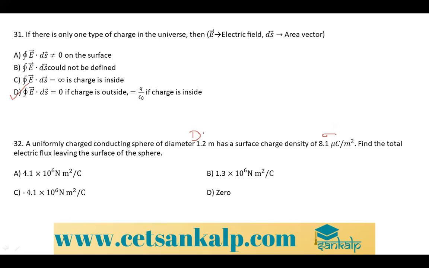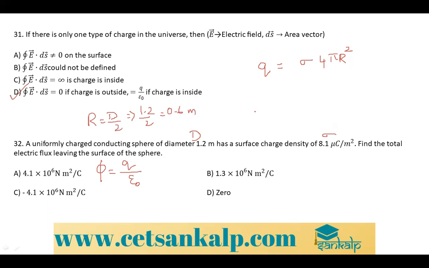So for the total electric flux leaving the surface, you have the formula phi is equal to q divided by epsilon naught. This is the total flux. But now we need to find q. q is equal to sigma 4 pi r square, this is the formula. Since the diameter is given, the radius will be r is equal to d by 2. It is 1.2 by 2, which is 0.6 meter.